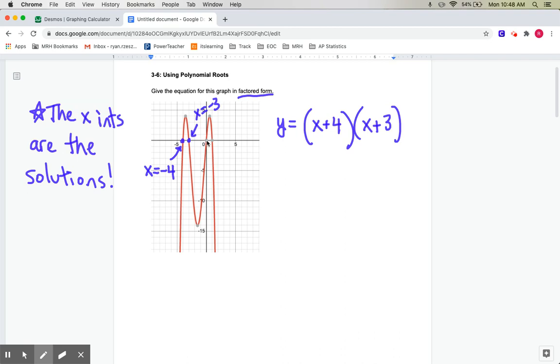And then if you keep going with the same logic, I hit at 0 right there. So I could do x plus 0 or x minus 0 or even just x for one of my parentheses. And then finally right here, I have a +1. So if it's +1, I'm going to have x minus 1 for my equation. So when you look at a polynomial's roots, the x-intercepts, you can build the equation off of those roots by doing the opposites for each of your little parentheses right here.